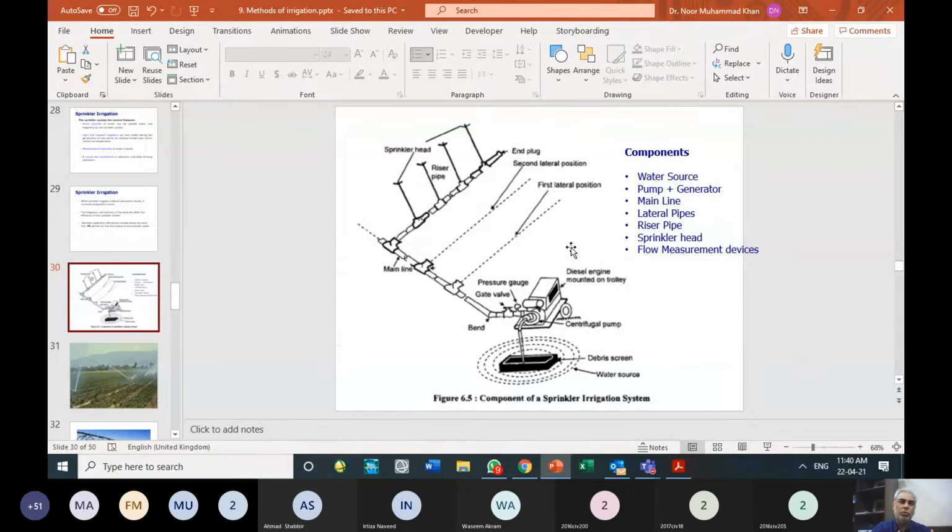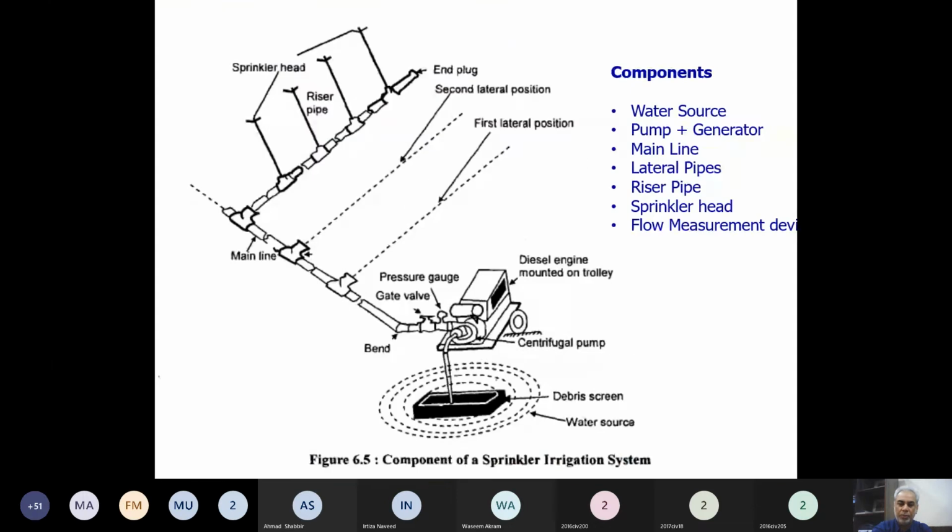Alternatively, you can have only 1 or 2 lateral pipes, supply a certain field with those 2 lateral pipes. When that field is irrigated already, then remove those lateral pipes to another place and supply irrigation water to those places. In this way, we can reduce the initial cost of the project by using removable lateral pipes.